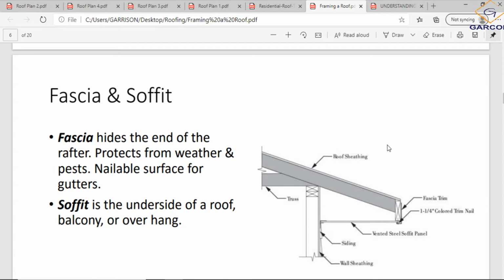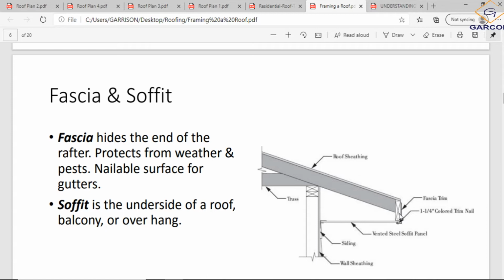So fascia now. Fascia and soffit. This is basically what we call the eave. The fascia and soffit make up part of the total thing we refer to as the eave of the roof. The fascia basically hides the end of the rafter, protects it from weather and pests, and provides a nailable surface for gutters. So your fascia is the board right at the end of the roof. Anywhere the rafter tails go, you cover them with one thin piece of 1x8 or 1x6, depending on the size of the rafter we use. This would be your fascia board.